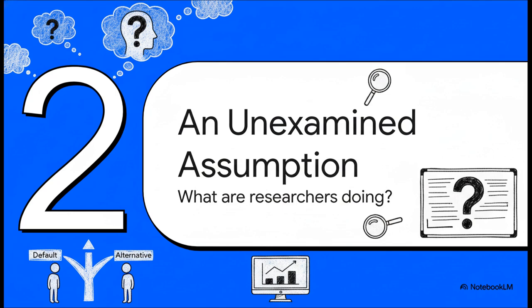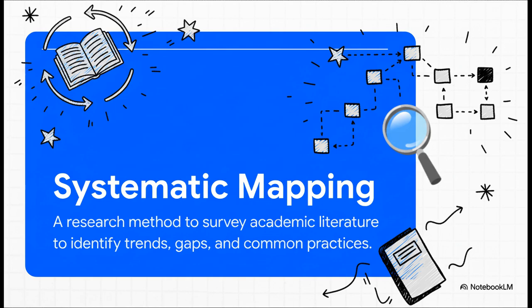But first, they needed to figure out what people were actually doing out in the wild. Were developers and other researchers even aware they had a choice? This leads us to the first major clue in their investigation, a massive, and I mean massive, unexamined assumption. So how'd they do it? They started with something called a systematic mapping. Just think of it like a super rigorous detective survey. They systematically combed through all the top academic papers in their field to basically create a map of what everyone was up to, looking for trends and, more importantly, looking for blind spots.